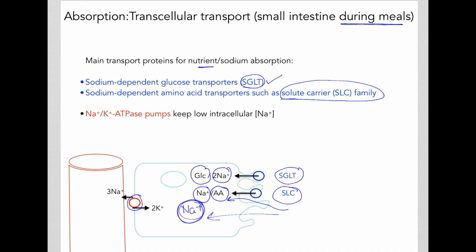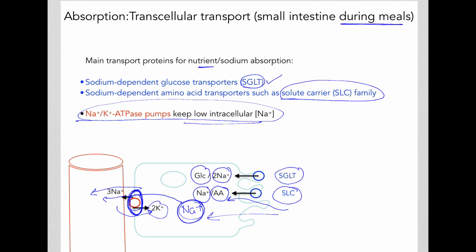So to make sure that this sodium concentration is always kept at low levels, we have the sodium-potassium pumps that, actively using energy, pump sodium out in return for potassium. So the sodium-potassium ATPase pumps are essential for this absorption because they keep the sodium concentration inside the cell at very low levels.